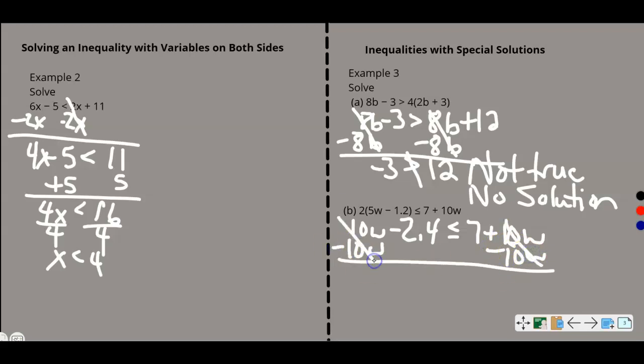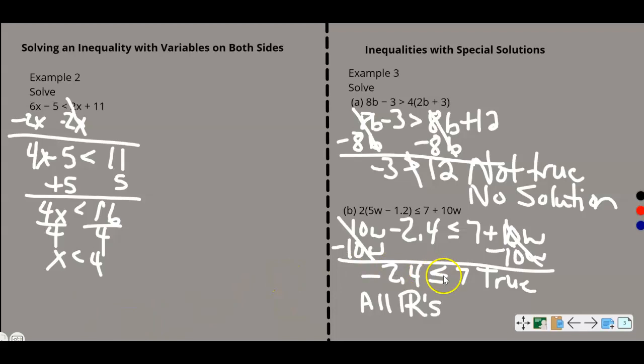My variables cancel again. I have negative 2.4 is less than or equal to 7. This one is a true statement. Because that is true, this means this has all real numbers. So all real numbers are the solution. So that means it has infinitely many solutions.